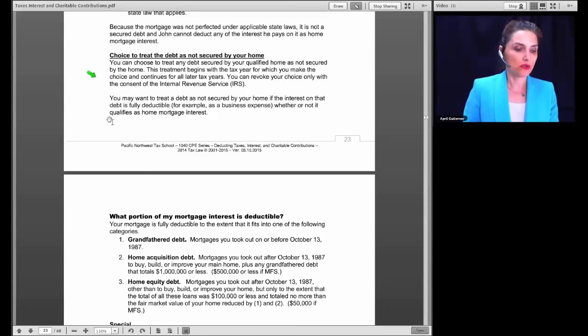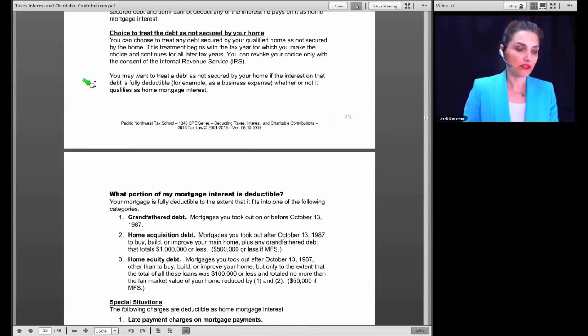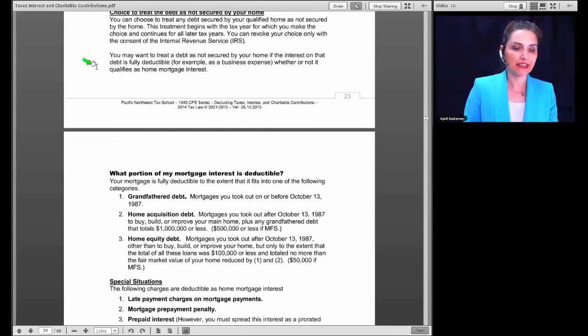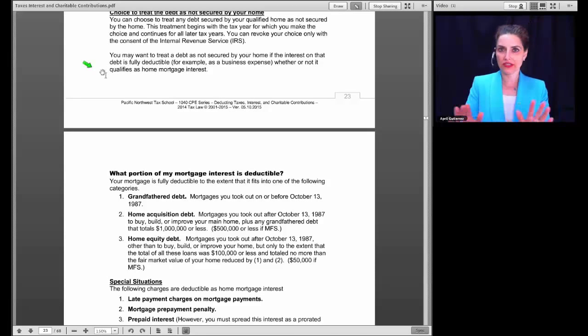You can revoke your choice only with the consent of the Internal Revenue Service, and you may want to treat a debt as not secured by your home if the interest on that debt is fully deductible, for example, as a business expense, whether or not it qualifies as home mortgage interest. So let's just think about this a little bit.